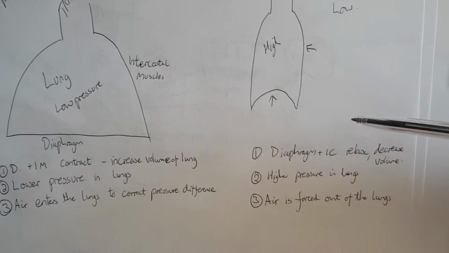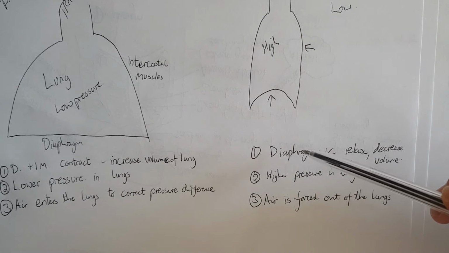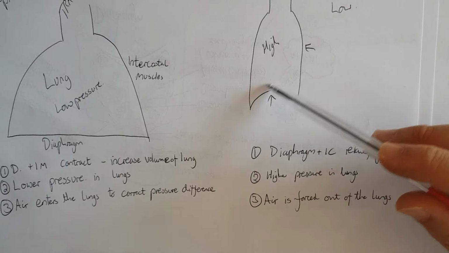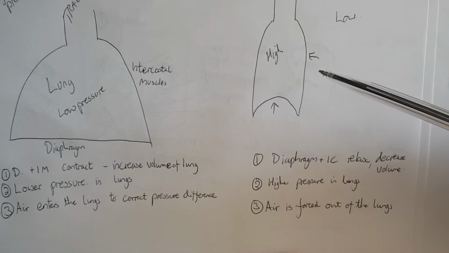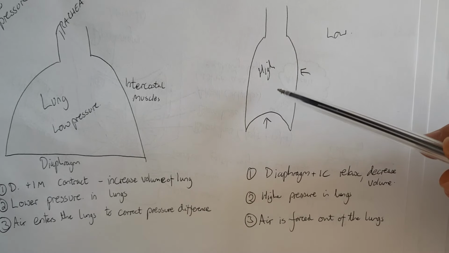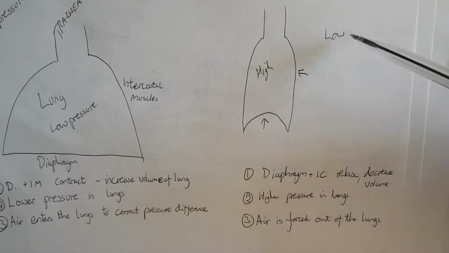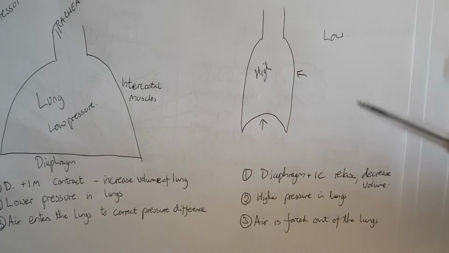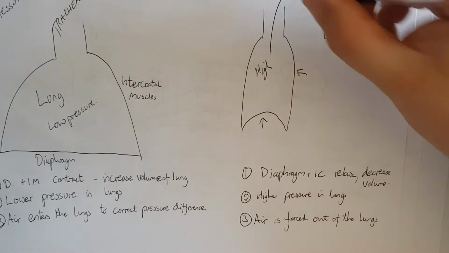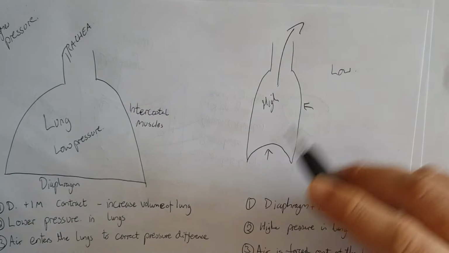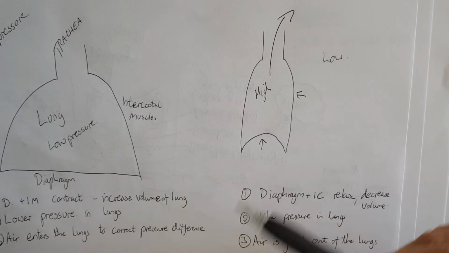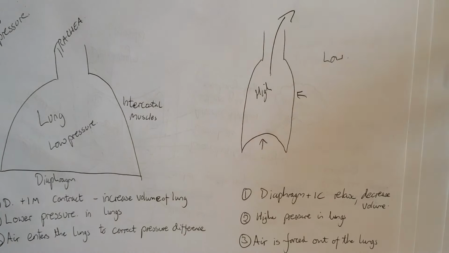When we want to breathe out, our diaphragm and intercostal muscles will relax. This causes the diaphragm to go up, the muscles to go in, and we decrease the volume in the lungs. We've now got a higher pressure in the lungs and a lower pressure out of the lungs. This means that the air is forced out of the lungs back into the atmosphere. Now, this is an unconscious action. You do it while you're asleep. You don't have to think about it.